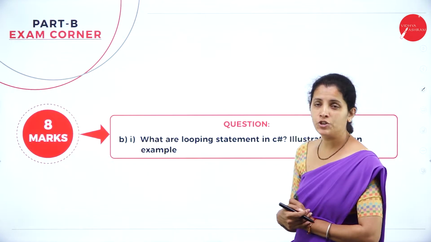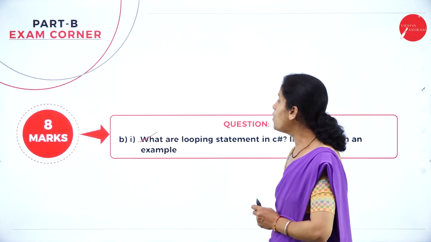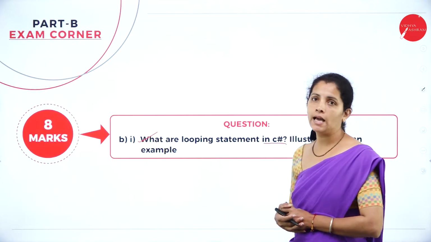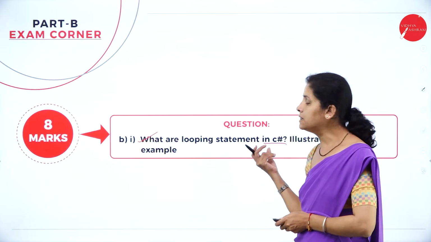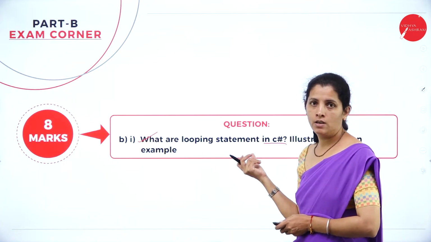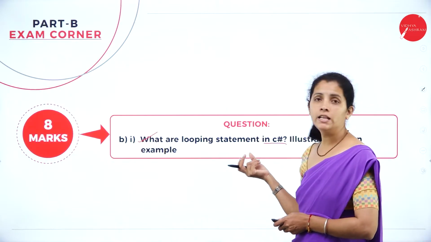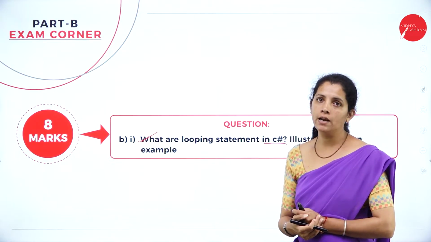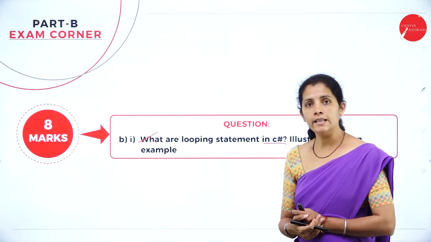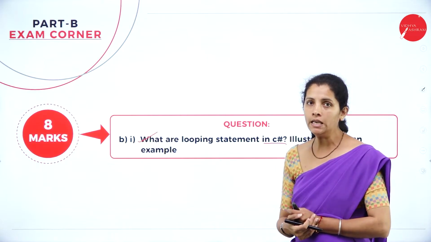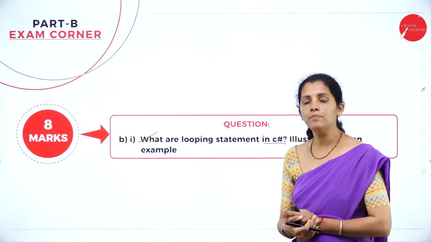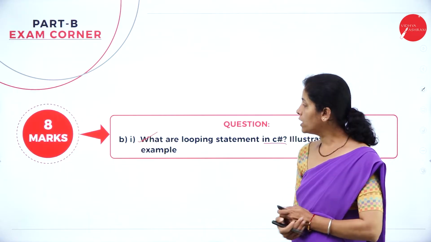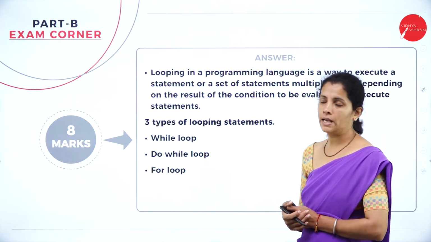Now the next question, what are looping statements in C#? Illustrate with an example. So looping in the sense what? Repetition. There are certain times I want to write the same code again and again. When I write same code again and again, what's going to happen? The length of the program is going to increase. At the same time, the complexity of the program is going to increase. So what will I do? I'm going to use the looping construct here.